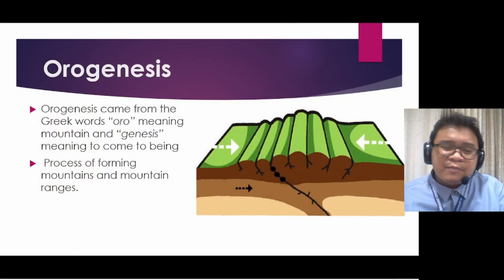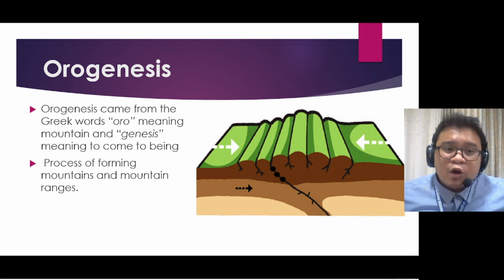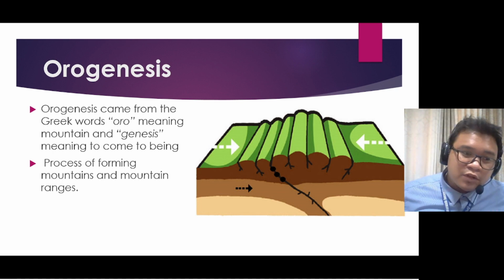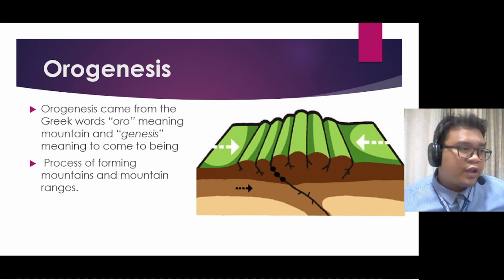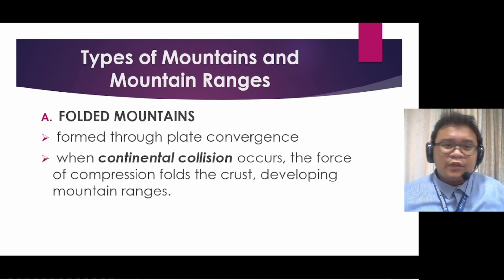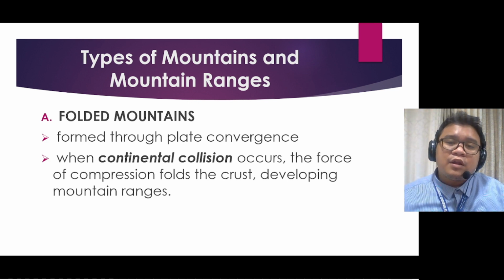When we speak of mountain formation, we refer to it as the process of orogenesis. Oro is from the Greek word meaning mountain, and genesis meaning to come to being or the beginning. This is the process of forming mountains and mountain ranges. Okay? So there are different types of mountains and mountain ranges, and these are associated with the interactions happening in the plate boundaries.